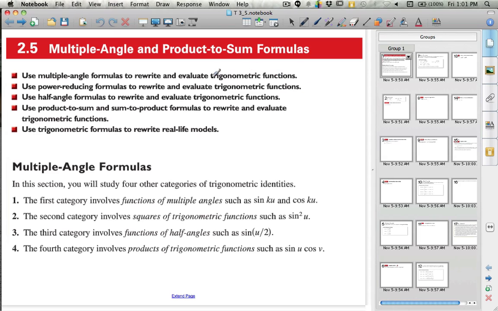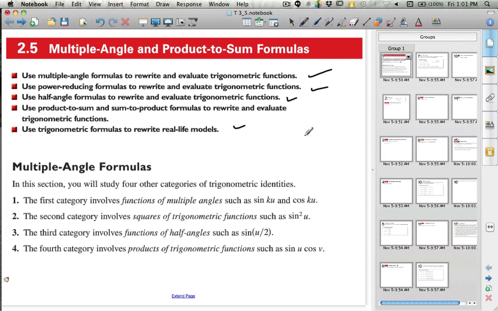In section 3.5, we're going to work with multiple angle formulas. We're going to work with power reducing formulas. We're going to use half angle formulas. And we're going to use product to sum and sum to product formulas to rewrite and evaluate trigonometric functions. And we're also going to, of course, use trigonometric formulas to rewrite real-life models.